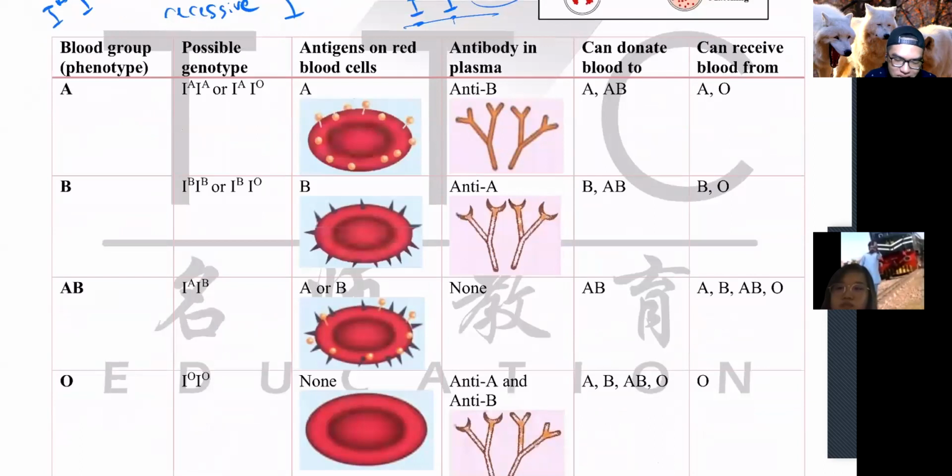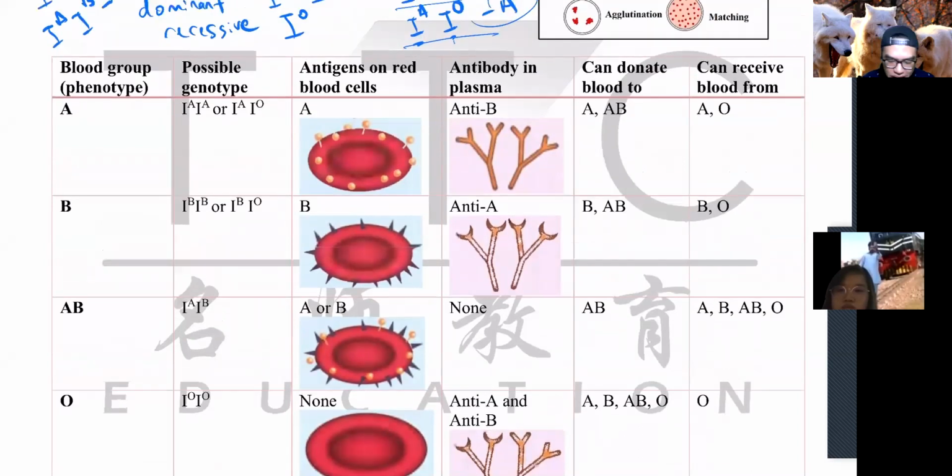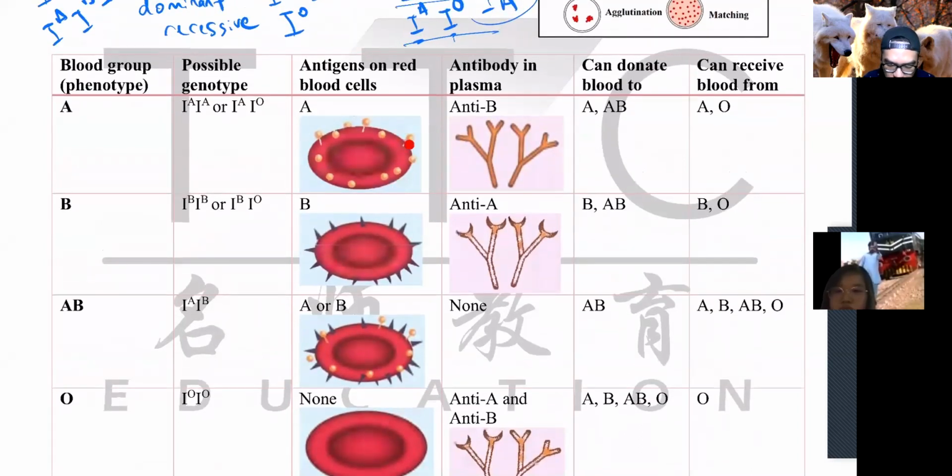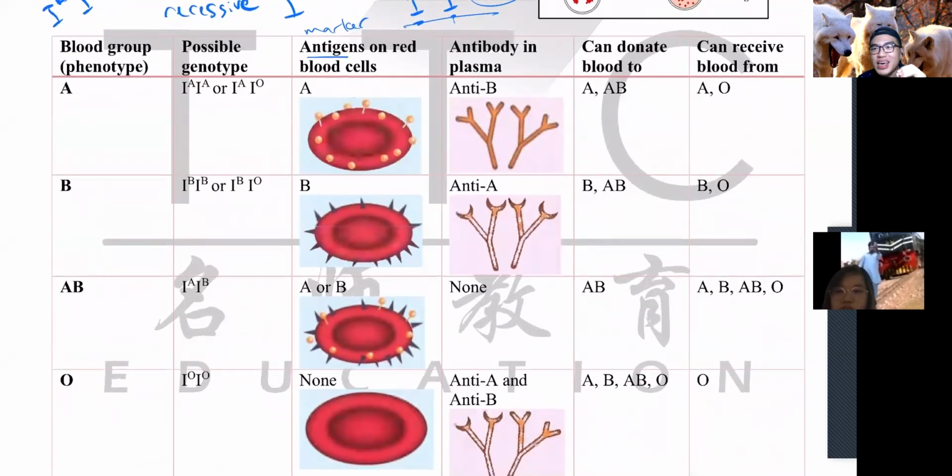Now let's say you're blood group A. You could be IA or IAIO, it doesn't matter. So what happens to your blood? On your red blood cell, you have antigens. What is an antigen? An antigen is the marker on cells. Now let's say COVID-19 goes into your system. How would your white blood cell know this is foreign? They will go and touch the antigen on the cell. Oh, I don't recognize this shape. This must be foreign.